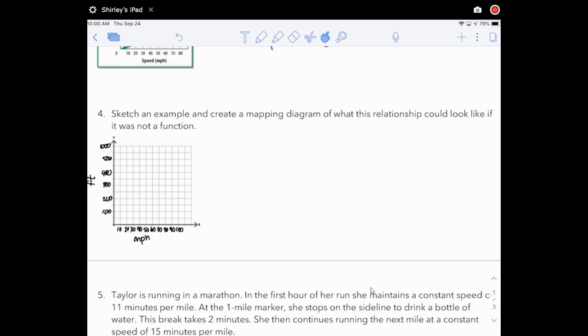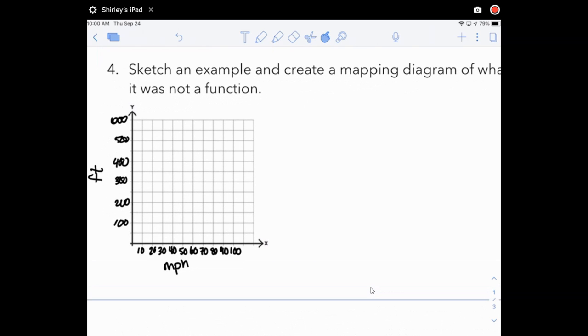So what that means is that to be a function, they're all separate. So if I wanted to show it not being a function, that means I could start down here at 0, 0. My pen's not working. There we go. Start down here at 0, 0, and then maybe at 20 miles per hour, I'm 100 feet, but then I'm also 300 feet. And then I move maybe 40, I continue and I'm here, and then I'm changing, but then at 60, I'm at the same.